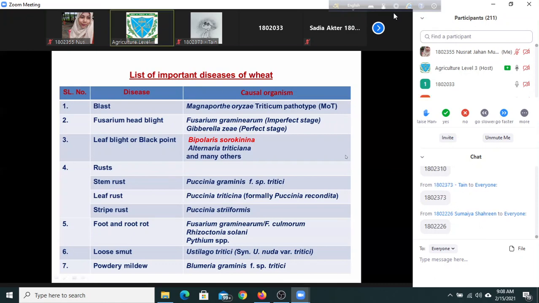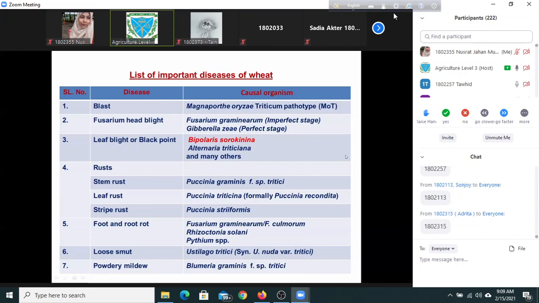So the important diseases of wheat are blast. Blast is one of the important diseases in the country, caused by Magnaporthe oryzae pathotype Triticum. We call it MoT. This pathogen also causes disease in rice, so only the Triticum pathotype can cause wheat blast.